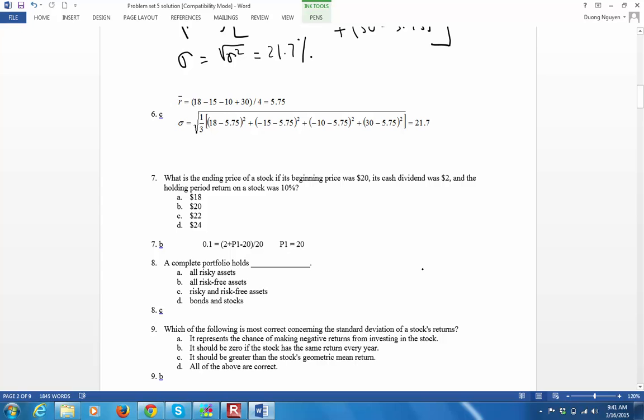Now number 7, what is the ending price? If the beginning price is 20 and the cash dividend D1 is equal to 2, and you are looking for the P1. Alright, so you know that the return is 10%. So 10% or 0.1 is equal to $2 dividend plus capital gain, which is P1 minus 20, over initial price 20. Alright, so you solve this equation, you will get the price is $20.